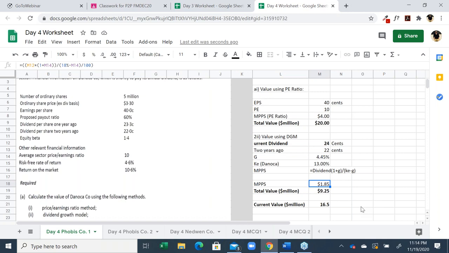Lower price, right? And let me reduce the cost of equity. Let's reduce it to 10%. See, now the price has gone up.